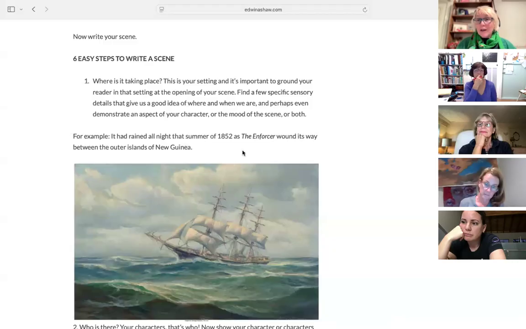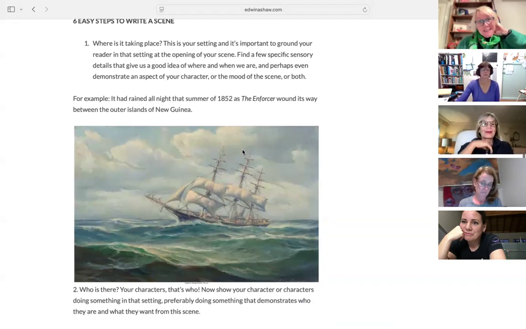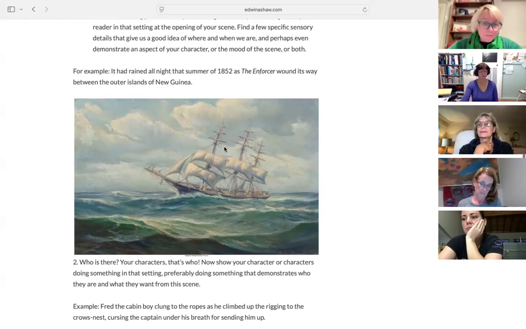Okay, so I wrote this when I was in my Castaway Cabin Boy phase, when I was writing that YA book. So it's all naval examples here. "It had rained all night that summer of 1852 as the Enforcer wound its way between the outer islands of New Guinea." So you establish your setting. You ground us in where it is, and it's just one sentence. As Kerstin said, even if you write beautiful description, we don't have the luxury anymore of raving on for pages about the different fabrics in our lounge cushions.